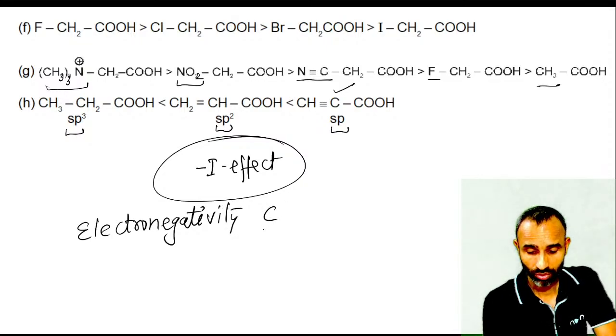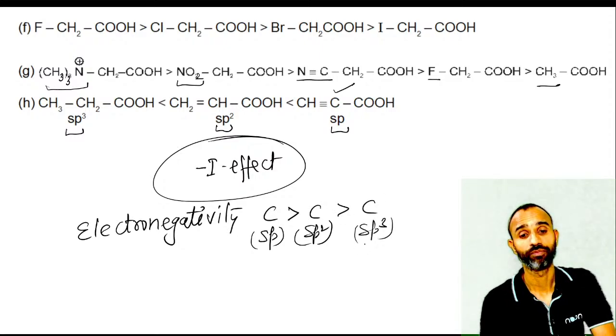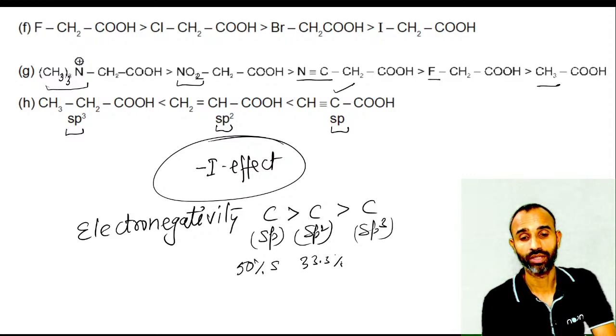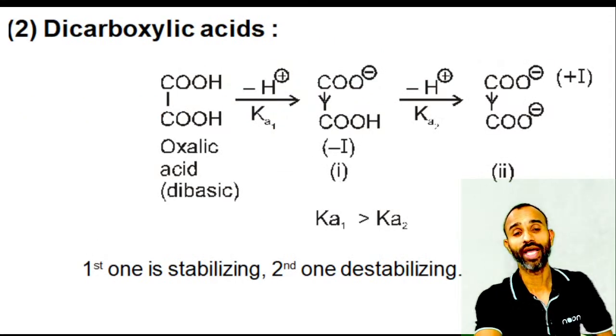So electronegativity of sp hybridized carbon is more than sp2, which in turn is more than sp3, because of greater s character: 50%, 33.3%, only 25%. Dicarboxylic acids.